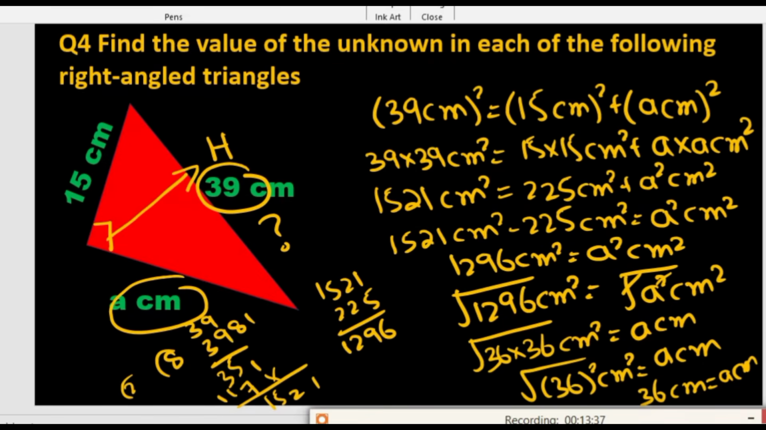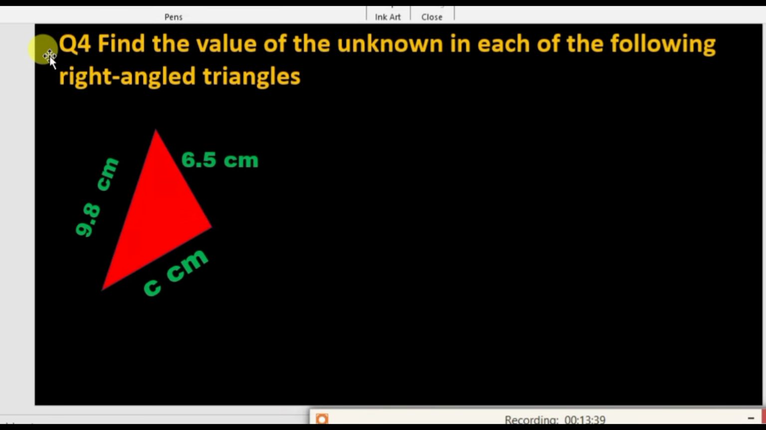Okay, next one is the B part. Find the value of the unknown in each of the following triangles. 9.8 and 6.5, and here the angle is, it's the C part. I draw the 90 degree angle. It's 6.5. Okay, this is the hypotenuse. This is a 90-degree angle and this is the hypotenuse.